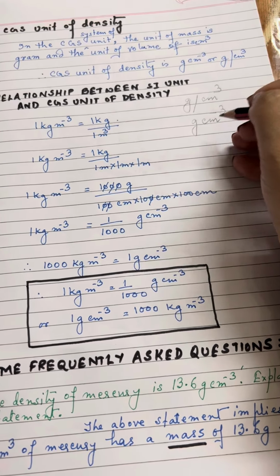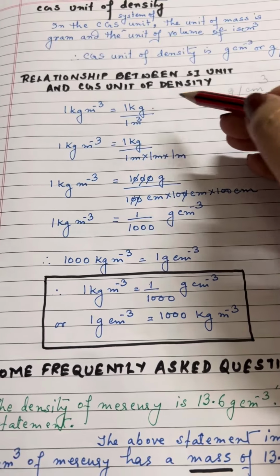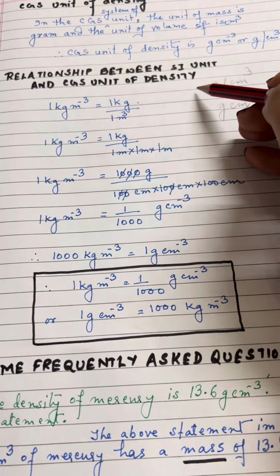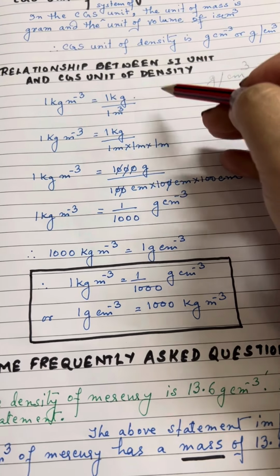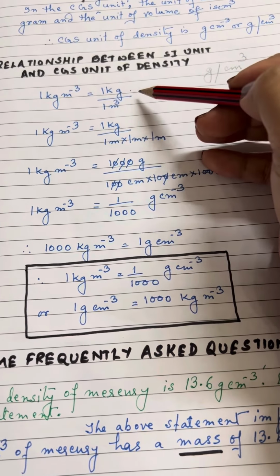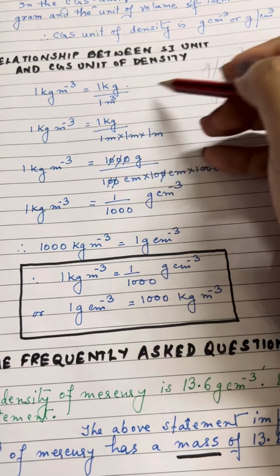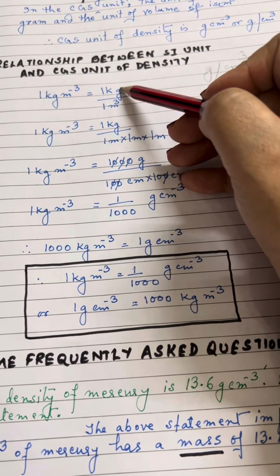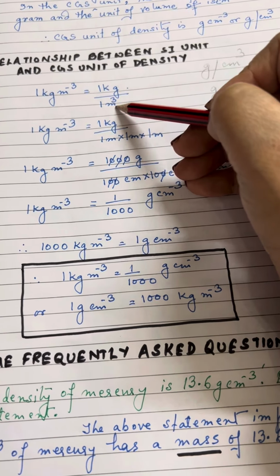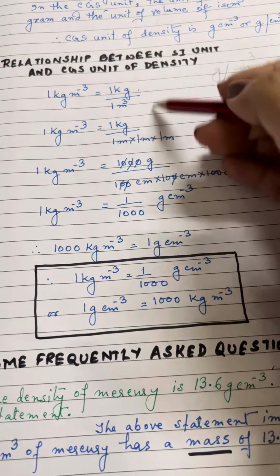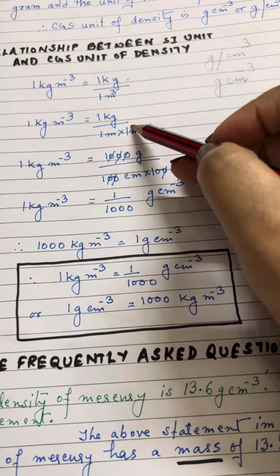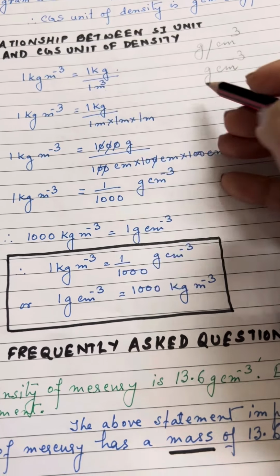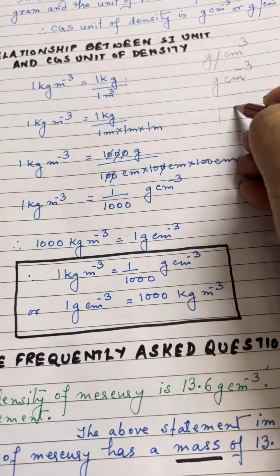Using the exponents, right. So, now we are coming to the relationship between the SI unit and the CGS unit of density. Let us see how the SI unit and the CGS unit of density are interrelated. So, 1 kilogram per meter cube is equal to 1 kilogram by 1 meter cube. Now, to change it into gram per centimeter cube, we shall expand and write that it is equal to 1 kilogram divided by 1 meter cube, which is actually a cube.